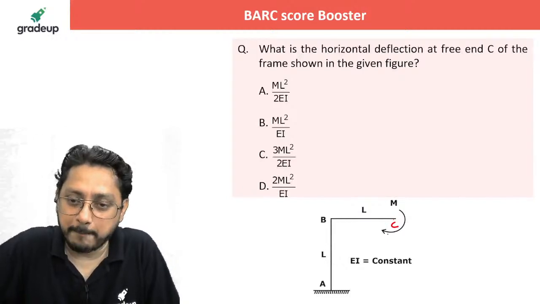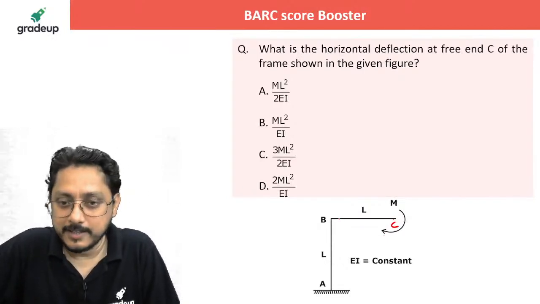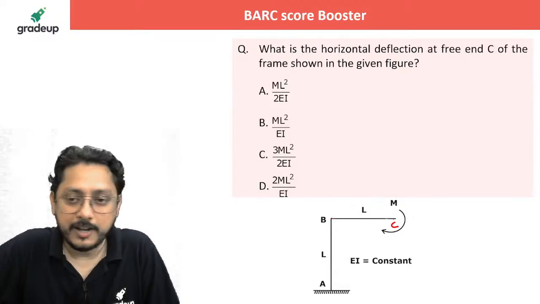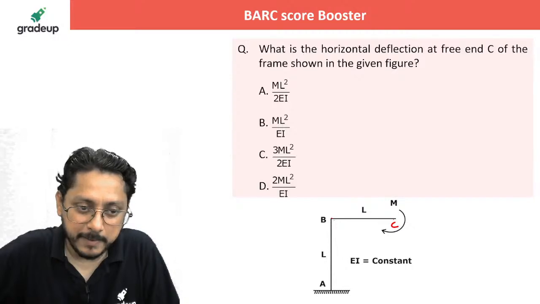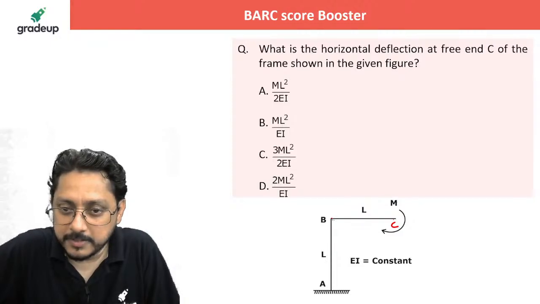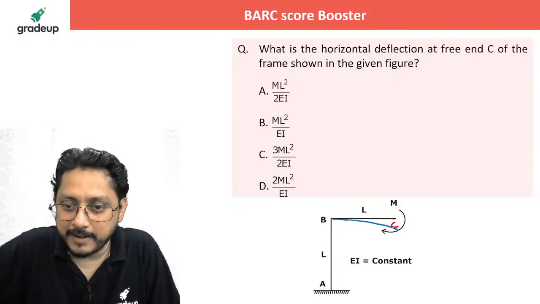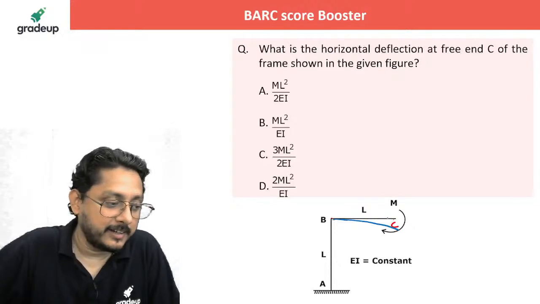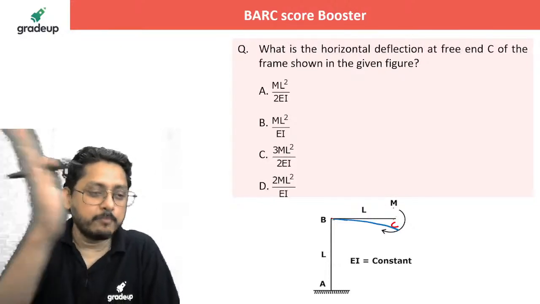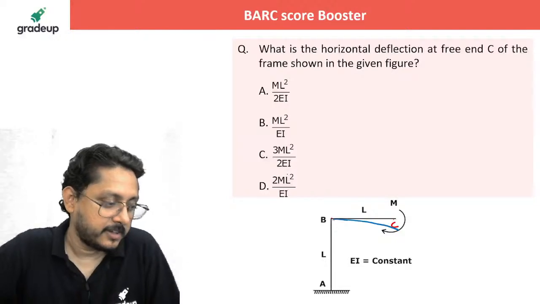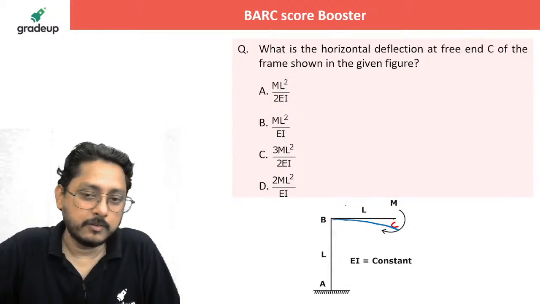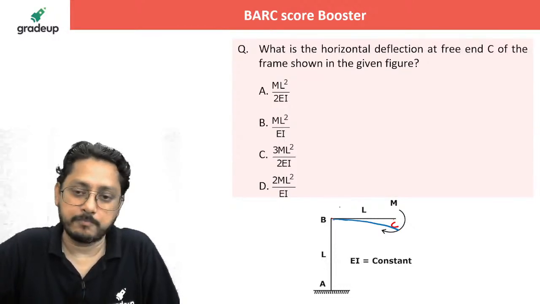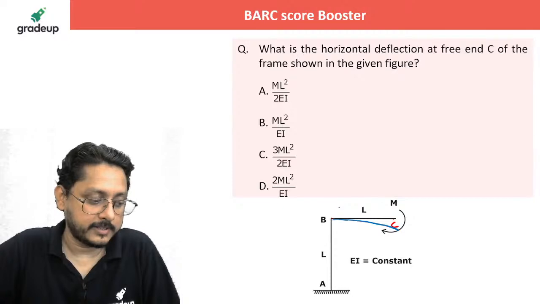See, due to the application of the moment here, yes, I agree. If this is a rigid joint, BC will get bent. That is correct. But the bending of BC does not ensure the horizontal movement of the point C. Who is moving the C point in a horizontal direction?